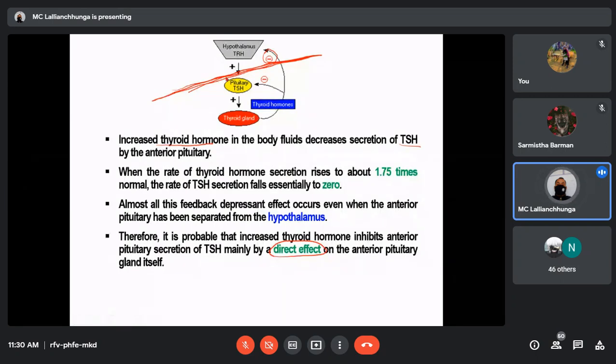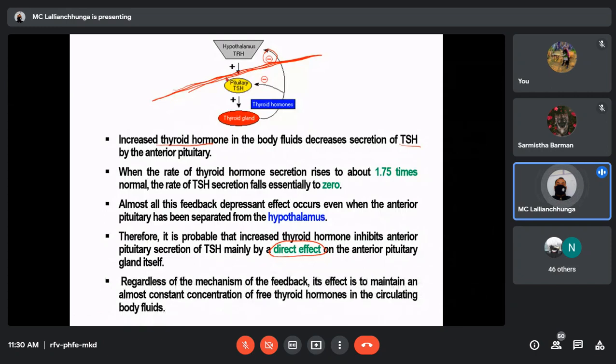secretion of the TSH. Regardless of the mechanism of the feedback, its effect is to maintain an almost constant concentration of free thyroid hormones in the circulating body fluids. So we have to remember that we are here to discuss the physiological aspect, not the pathological aspect.